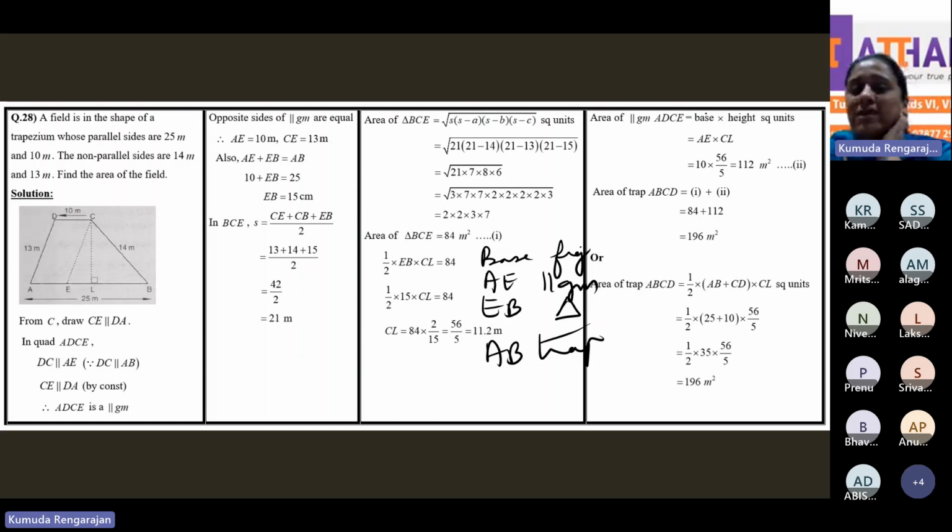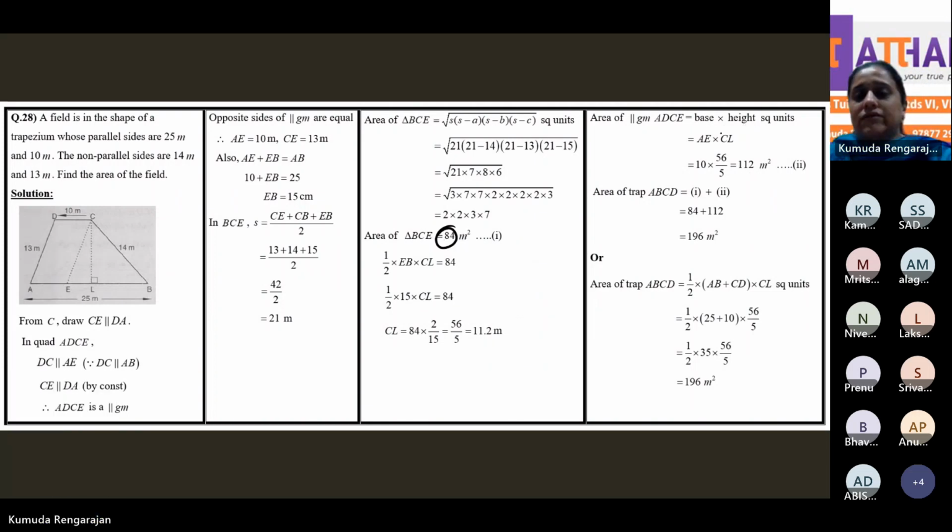So area of the parallelogram is base into height. Base of the parallelogram into height of the parallelogram. Base of the parallelogram is AE, into the height. This is the height for all the figures here. So like this, you find the area of the parallelogram. Area of the triangle we already have here. Area of the parallelogram we found. So add both to find the area of the trapezium.